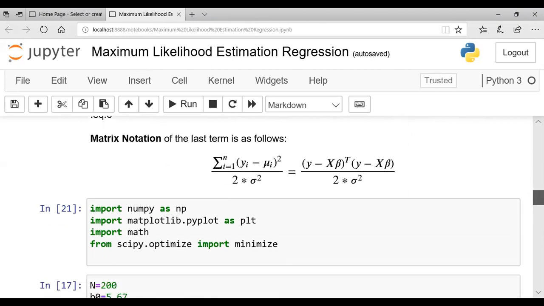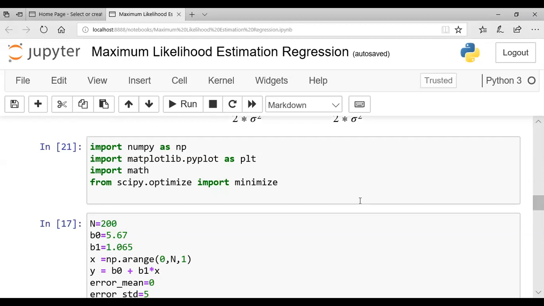So next, I am importing numpy. I am importing matplotlib.pyplot as plt, and the math module. The math module gives you cosine, sine, tan inverse, cos inverse, sine inverse, all these functions, power, etc. And another important term is scipy.